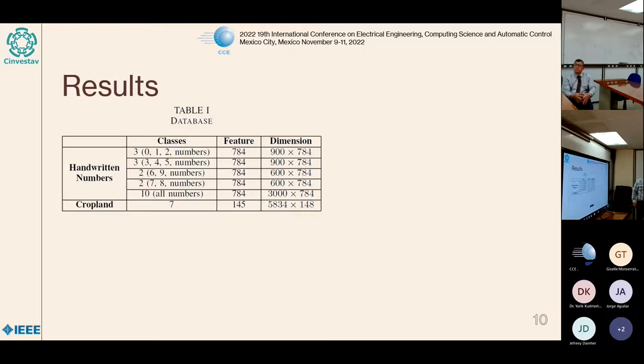In table one, we propose to use six data sets. The first data set represents the numbers 0, 1, and 2, a subdivision of the MNIST database. In a similar manner, the second data set constitutes the numbers 3, 4, and 5. Another subdivision is for the numbers 6 and 9. The next one is the numbers 7 and 8. And the fifth data set, we prove with all numbers.